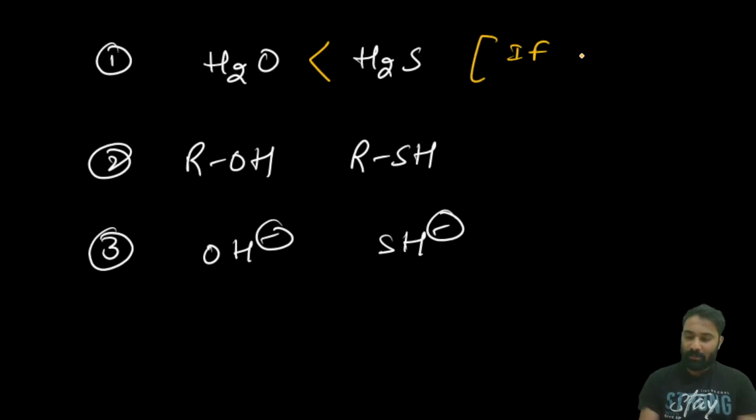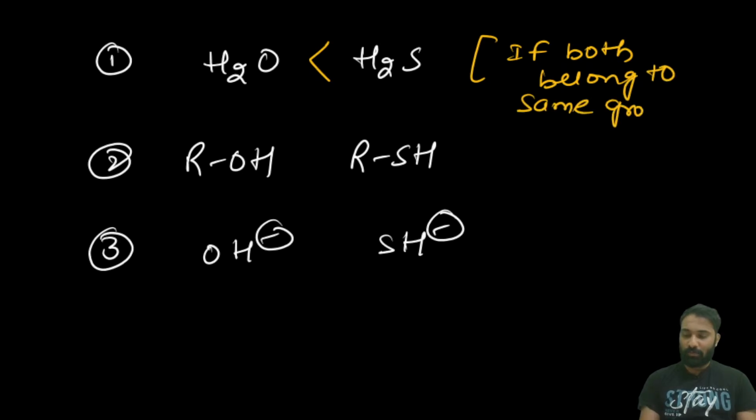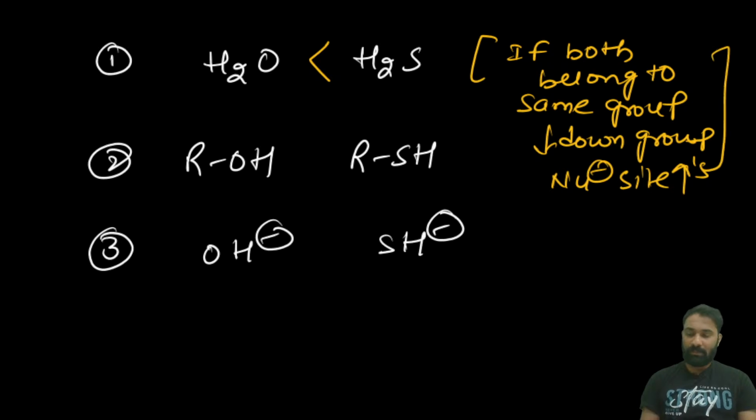Now if both belong to the same group, down the group, nucleophilicity increases. Done. Here RSH, because ROH and RSH both belong to the same group. Then the third one is this one. Next one, here you have to be very careful.